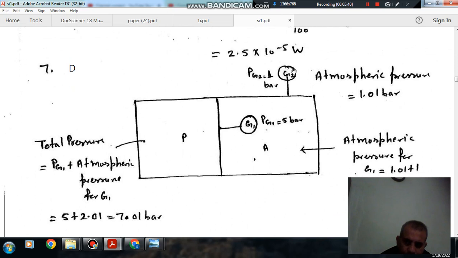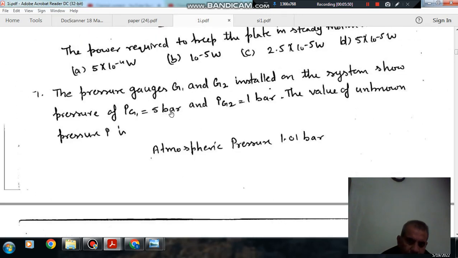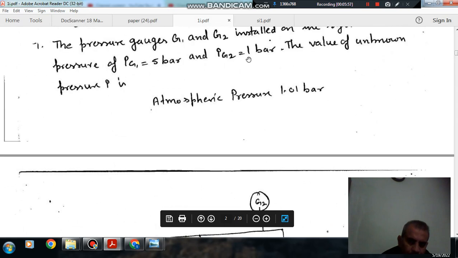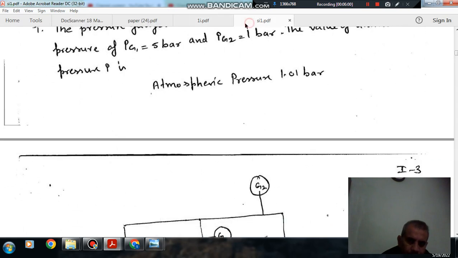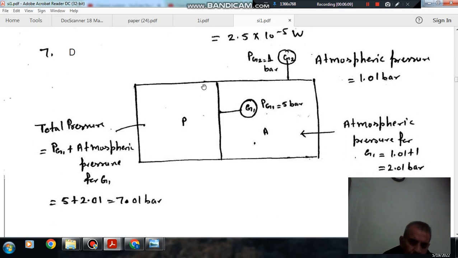So this is your G2, and the atmospheric pressure is 1.01 bar. It is given that Pg1 is 5 bar and Pg2 is 1 bar. So this is your 1 bar and this is your 5 bar, and the atmospheric pressure is 1.01 bar.